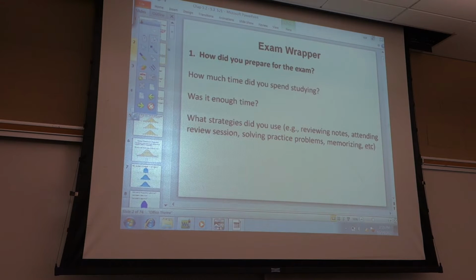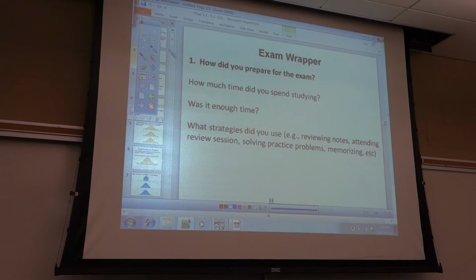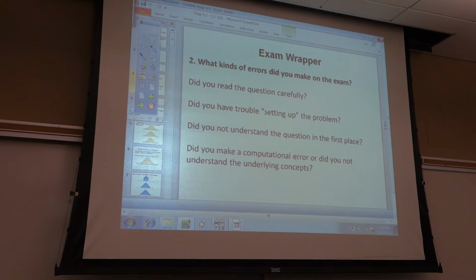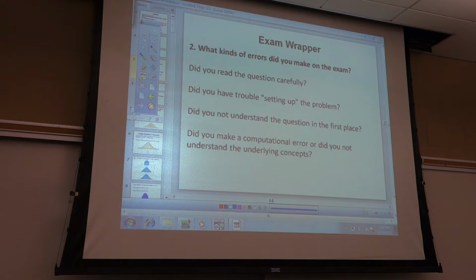All right, so the exam wrapper covers these. The first question and third question we did in class already. I had all of you write down how you prepare for the exam, kind of how much time did you spend studying, was it enough time, which strategies did you use? Right, so that's the first part. The second part is what kind of errors did you make on the exam? Did you read it carefully? Did you have problems setting it up? Did you not understand the question in the first place? These sort of things. Or did you make a simple computational error, which happens a lot.